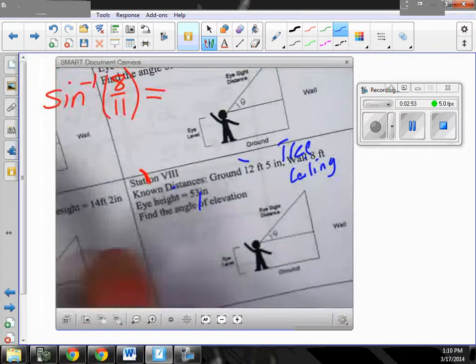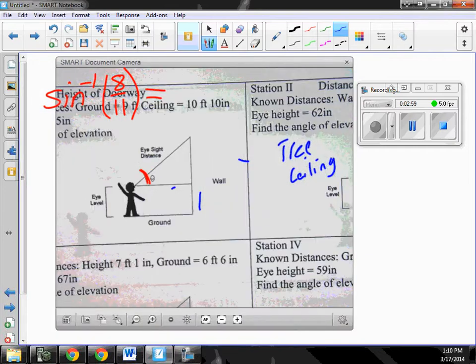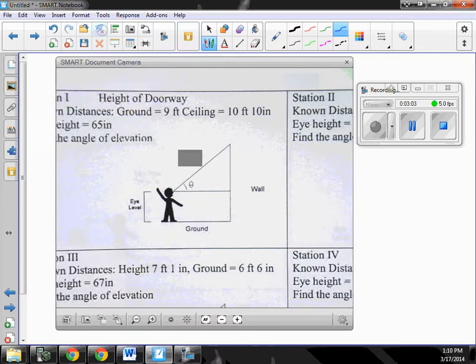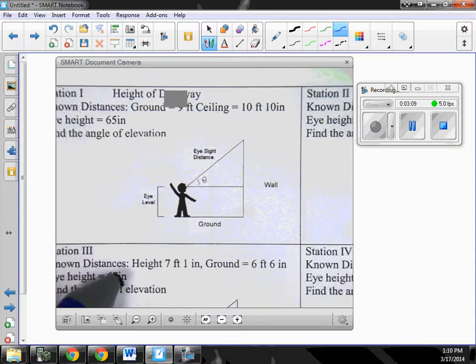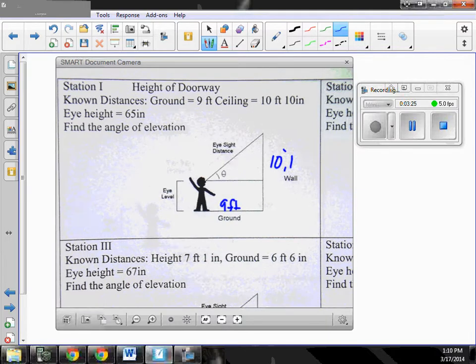And sometimes there's extra information that you don't need. So look at number 1. Eye sight is the hypotenuse. Eye height is the height from the ground to your eye. So this is saying if you are finding the height of a doorway, the ground is 9 feet, and the ceiling, assuming that the door ends at the ceiling, is 10 feet 10 inches. And your eye level is 65 inches.